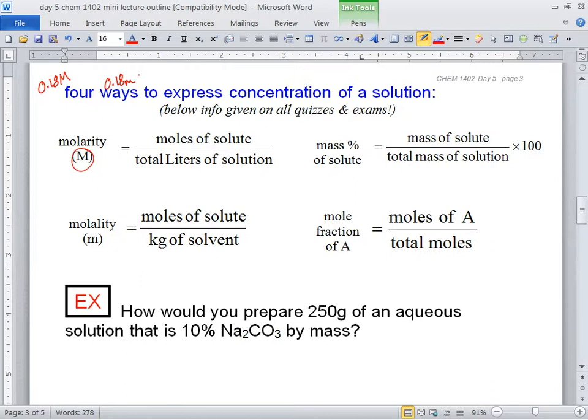I think the only twist is this. To make solutions, right, you usually mass out the solute on a balance. What are the units on that balance? Grams. Okay, now grams works up here for mass of solute, but these other ones, look at this, moles.